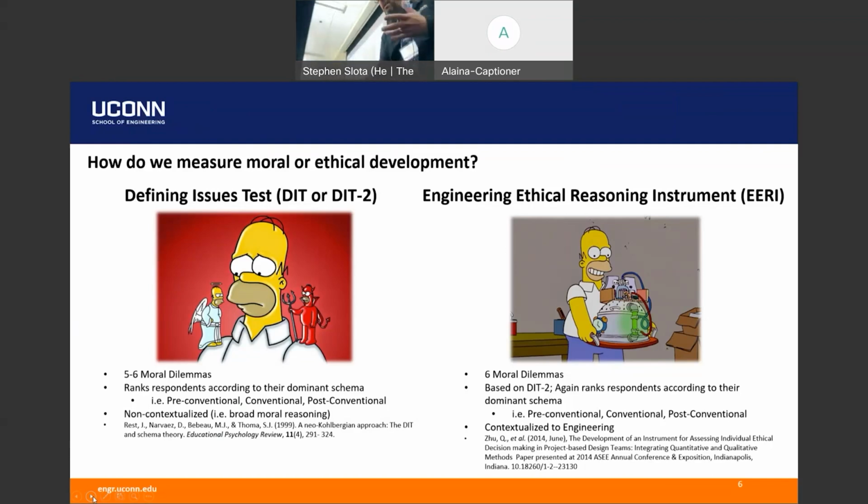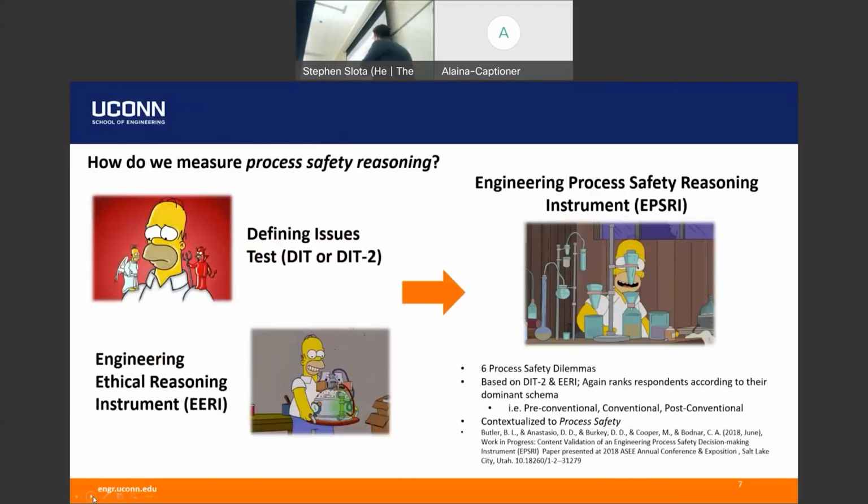And so the interesting thing was how we built on that. We wanted to do something similar. So we developed, based on both of these, the Engineering Process Safety Reasoning instrument, or the EPSR. Same idea, but highly contextualized, now not just ethics, but actually process safety engineering dilemmas. So even more further contextualized, and based on how sophisticated students think about process safety reasoning. We developed that and have been working for the last couple of years to validate it and use it in the field with students.